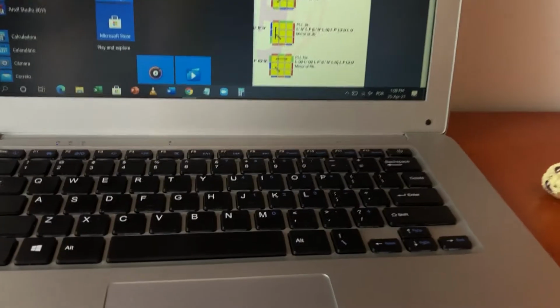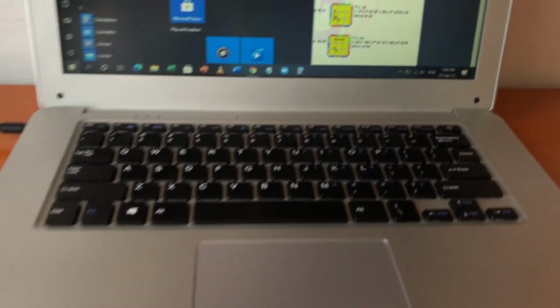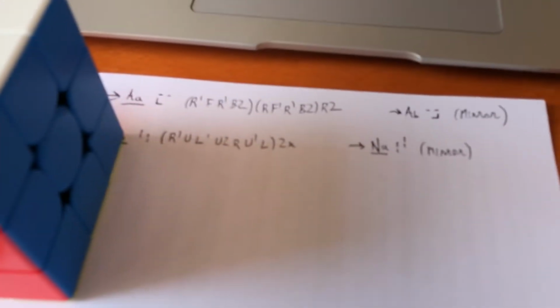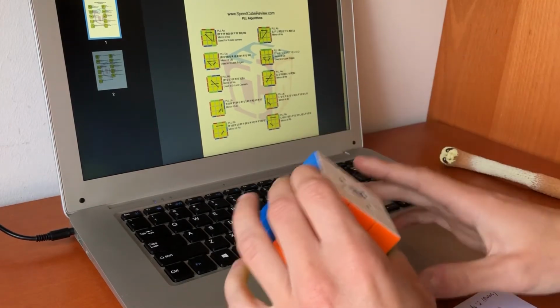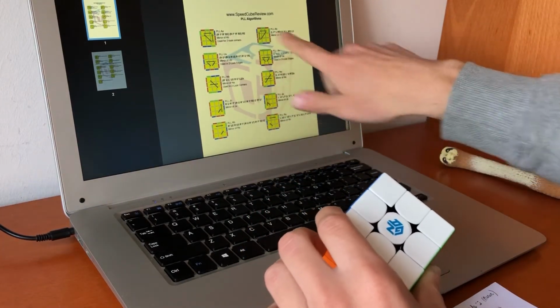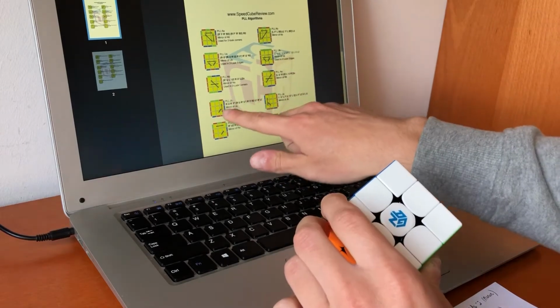Alright guys, so right now it's past 1 PM, so I'm gonna go for lunch and then come back and see if I still got these algs right. And so far I can tell that they're memorized. So A perm's done, N perm's done, let's go for J perms.